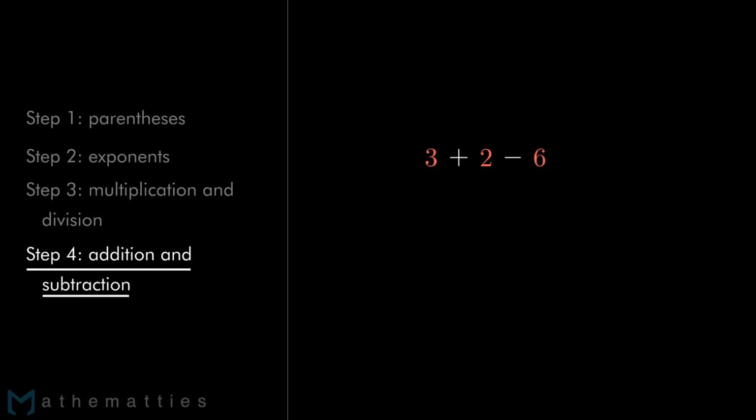Let's first do the addition. 3 plus 2 is 5, so we are left with 5 minus 6, which equals minus 1. Now again, the same problem, but we start with the subtraction. 2 minus 6 is minus 4, so we are left with 3 plus minus 4, which is again minus 1. We see that in both cases we got the same answer, as we would expect.